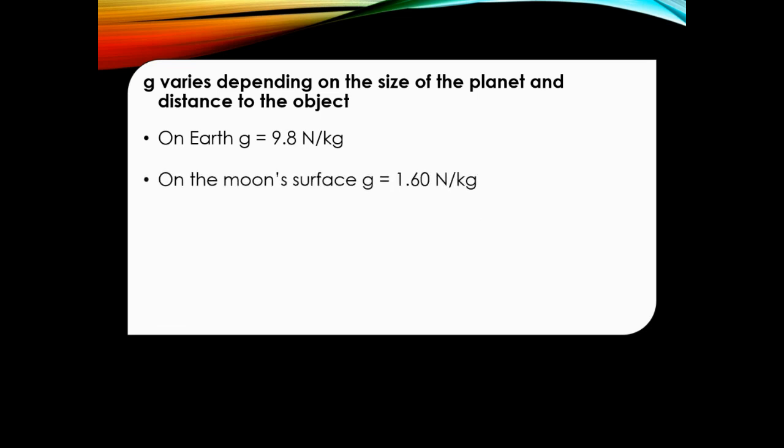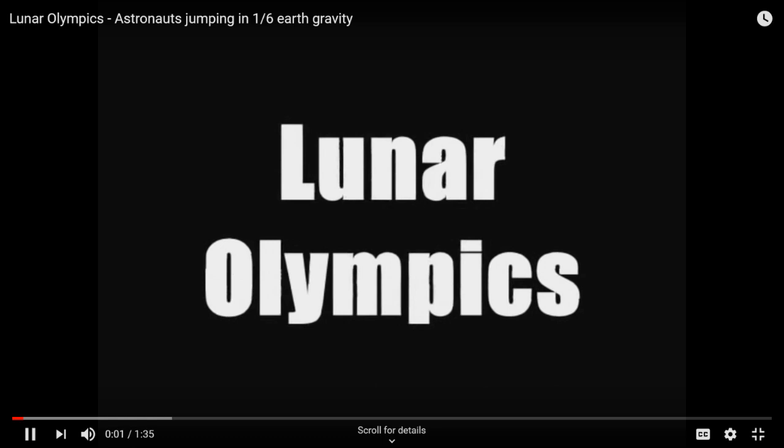If we were to go to the moon, which has much less mass than the Earth, the gravitational pull would be less. So on the moon, if we were to do this same experiment, the slope of our graph would be 1.6 newtons per kilogram instead of 9.8 newtons per kilogram. So instead of pulling a kilogram down with a force of 9.8 newtons, the moon pulls down with a force of 1.6 newtons. So let's check this out and see how that affects how we move.